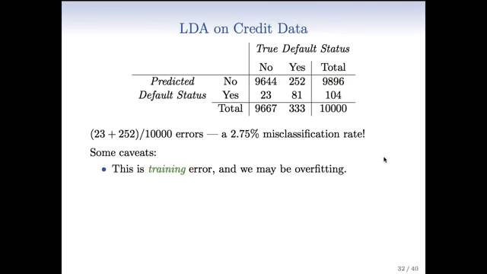Now, there are some caveats. This is training error, right? We fit the rule to these data, and now we see how well it performs on these data. So we may be overfitting. Well, we've got 10,000 training samples here, and we've only fit a handful of parameters. So it's very unlikely in this case that we're overfitting. For small training sets, that would be an issue, and you need to have a separate test set.